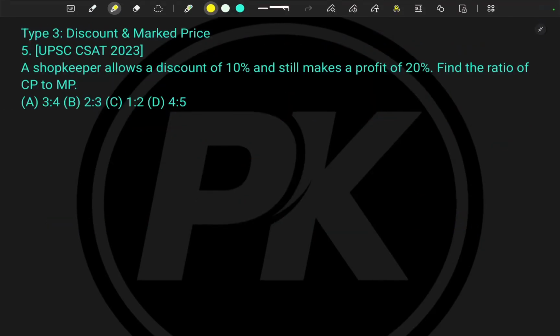Okay, so here we are starting with type 3, discounted and marked price. This problem was asked in UPSC CSAT 2023. So let's try to understand the problem first. A shopkeeper allows a discount of 10 percentage, and still makes a profit of 20 percentage. Find the ratio of cost price to marked price. Okay, this was asked in UPSC CSAT 2023.